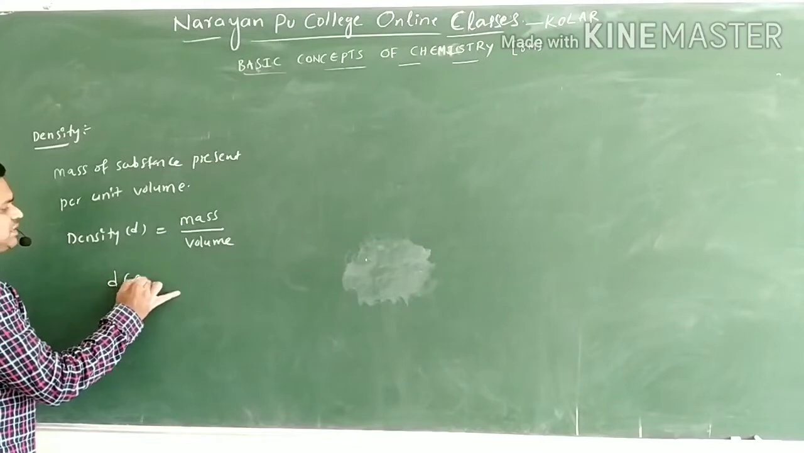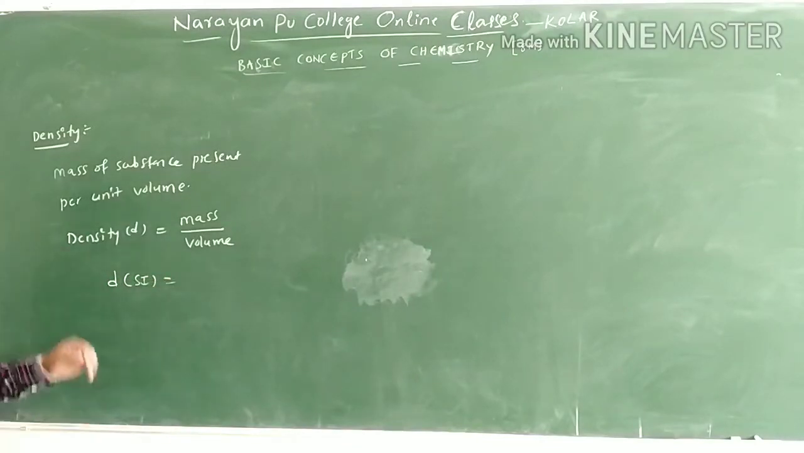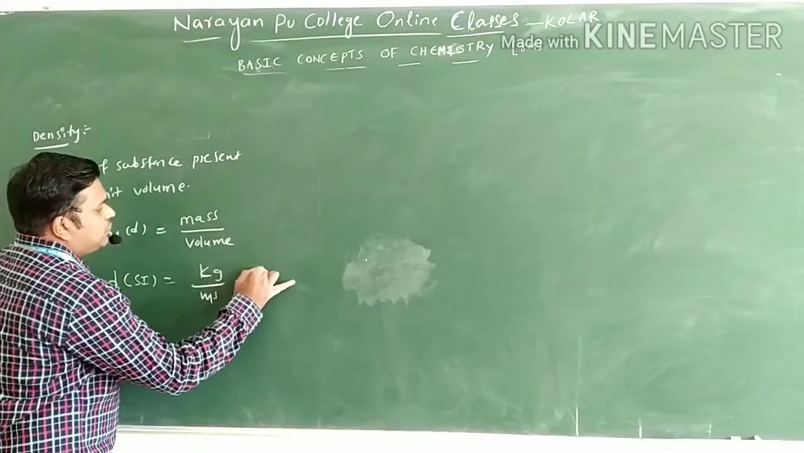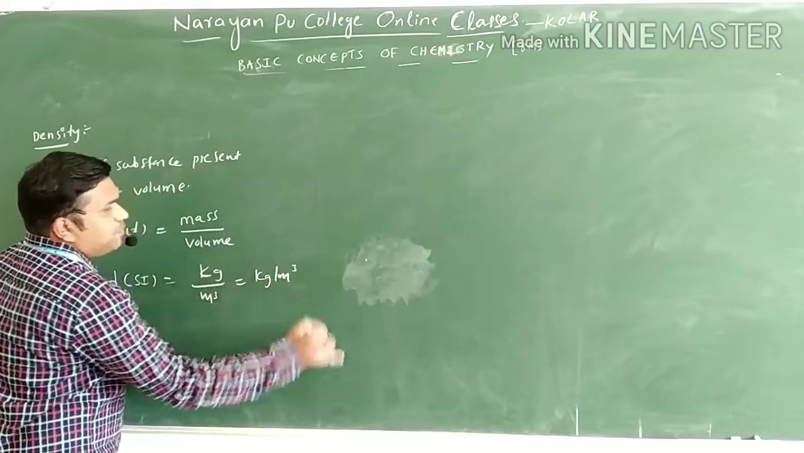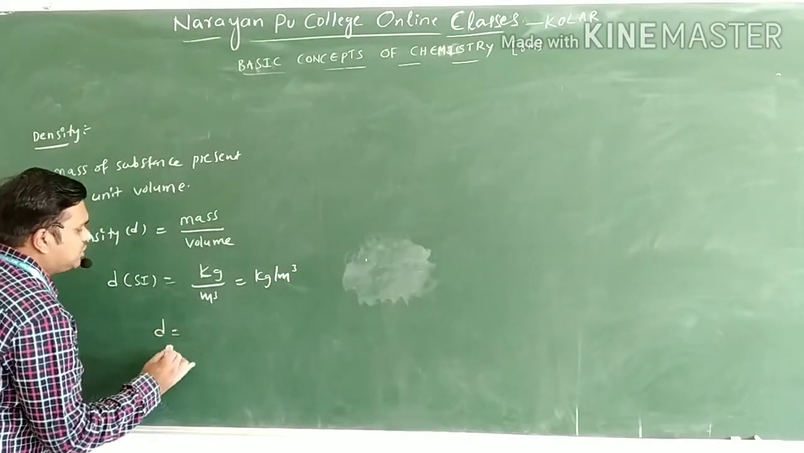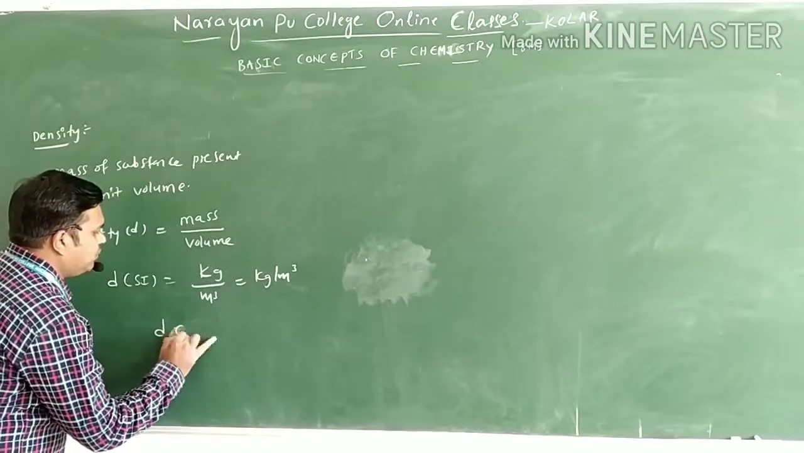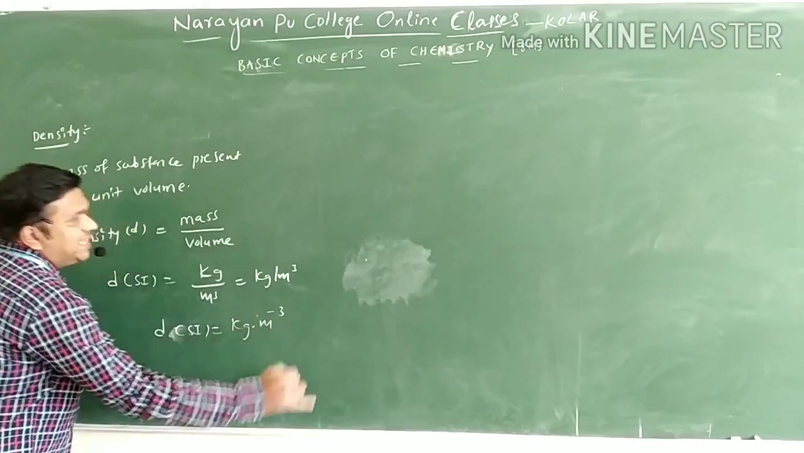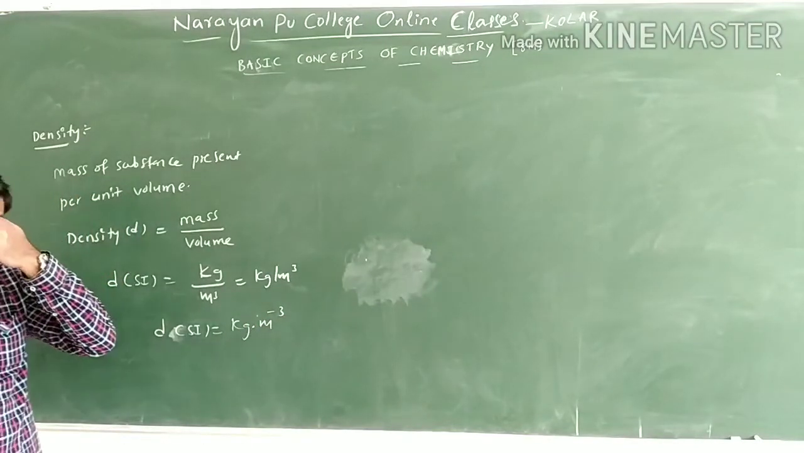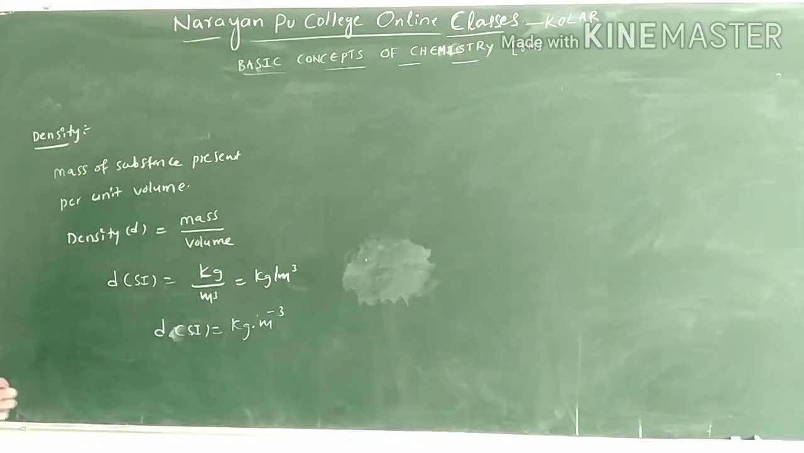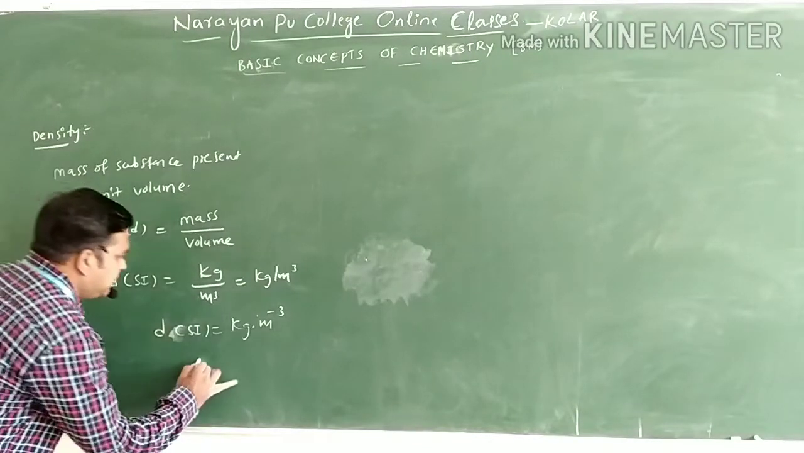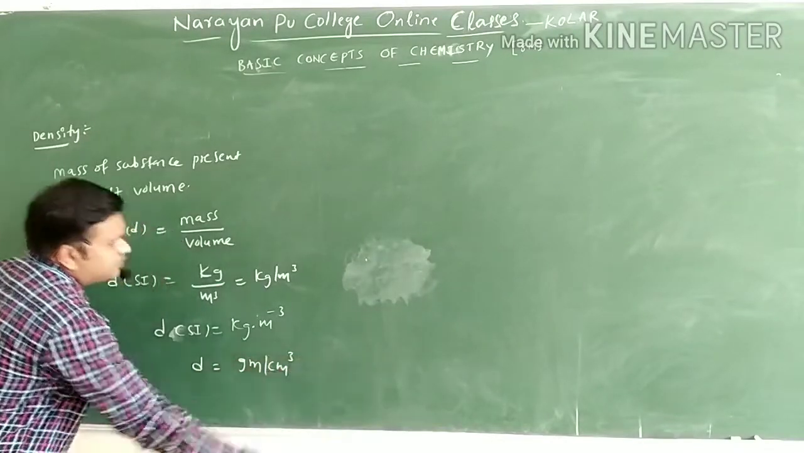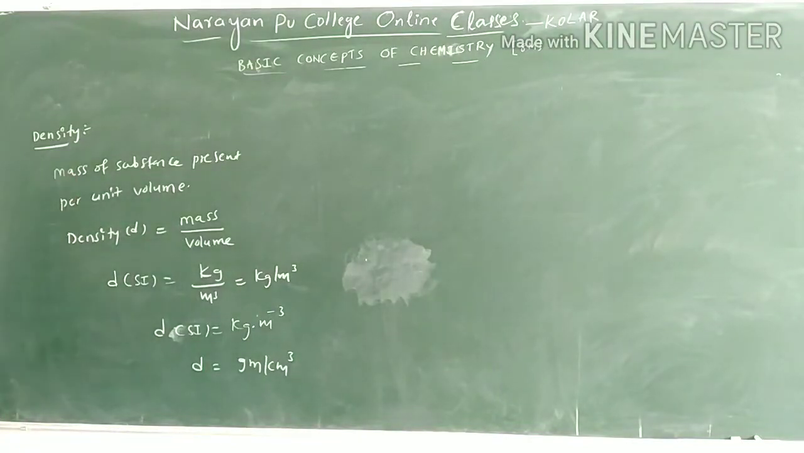If you want to write density with SI units, what is the SI unit of mass? Kilogram. And the SI unit of volume? Meter cube. So you write kg per meter cube. In SI form we write kg meter power minus 3. But these are very big units, so in a smaller unit you can write density as gram per centimeter cube. This is regarding density.